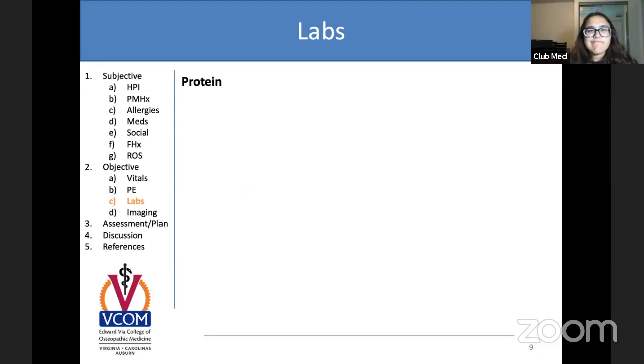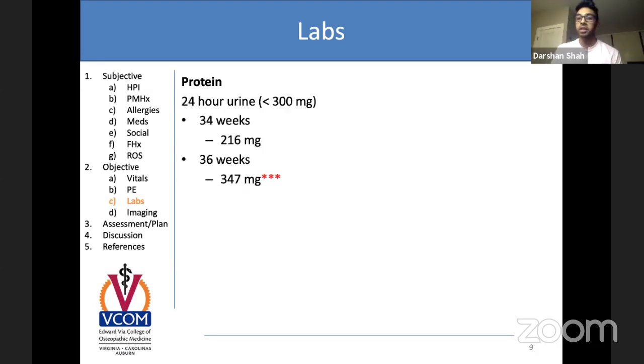Okay, so one thing we want to check is protein. Is she urinating any protein out? The kidneys pretty much filter everything, and there shouldn't be too much protein getting filtered out. At 34 weeks, they did a check, and she had 216 milligrams of protein. At 36 weeks, she came in at 35 and 5, and she's now hospitalized. Two days later, she's at 347 milligrams. So 300 is the cutoff. If you're greater than 300, that's positive for proteinuria.